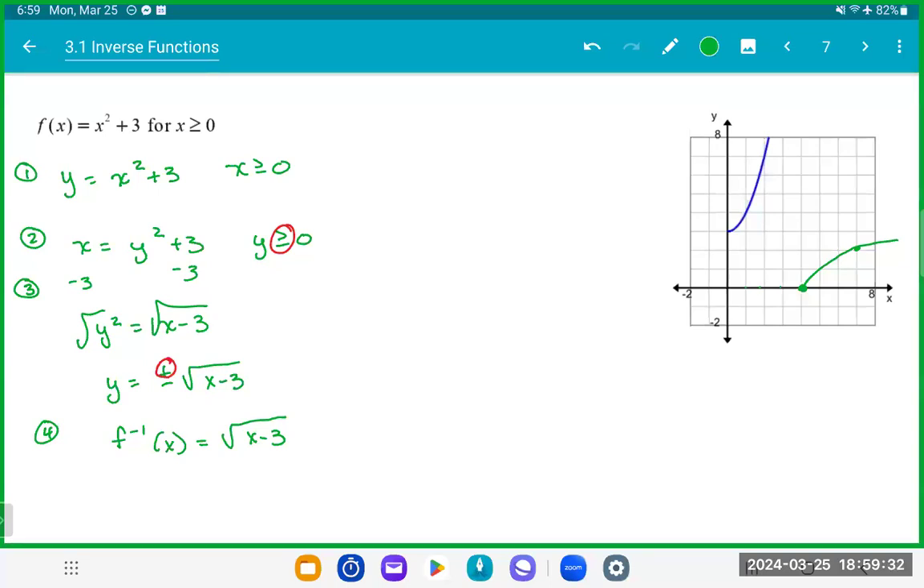Okay, question. The square root of 0 is 0. Because 0 is not positive or negative, it's just 0.